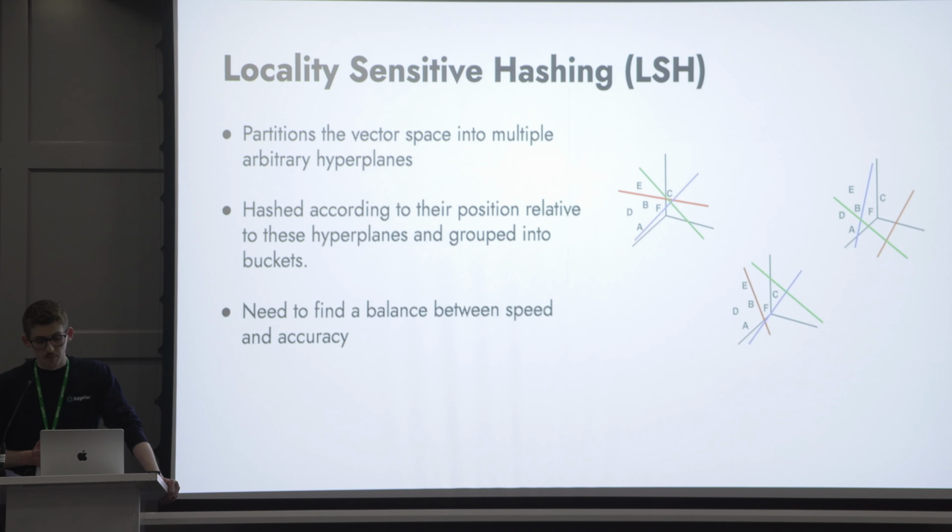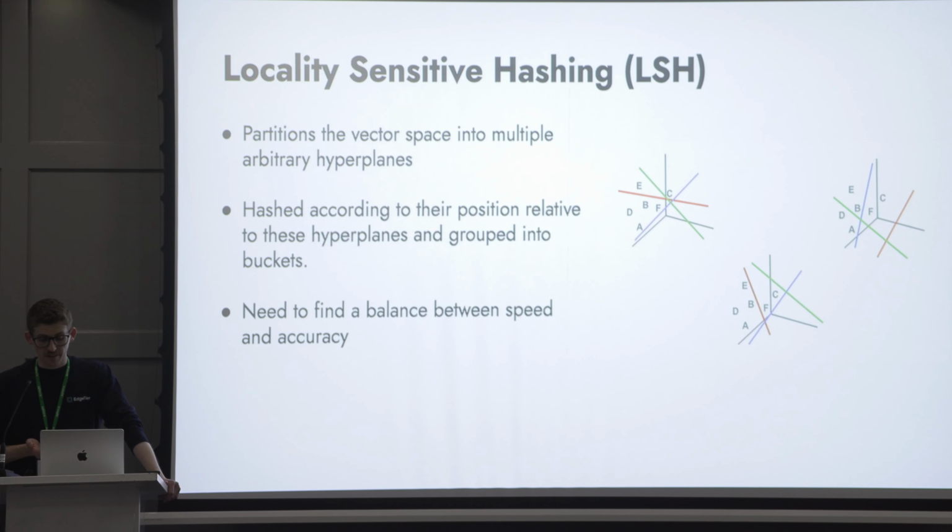This hash map could be as complex or as simple as you want it to be, but let's say, for example, in a very simple case here, we might hash each vector with a 1 if it's above the line and a 0 if it's below the line. So vector A here would be hashed with 1 because it's above the blue line, 0 because it's below the red line, and 0 because it's below the green line. Vector E would be hashed with a 1 because it's above the blue, a 1 because it's above the red, and a 0 because it's below the green. Whereas vector C would be 1, 1, 1 because it's above all 3 lines.